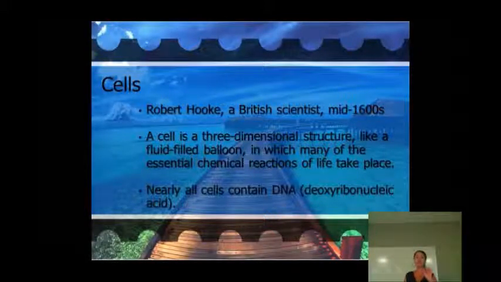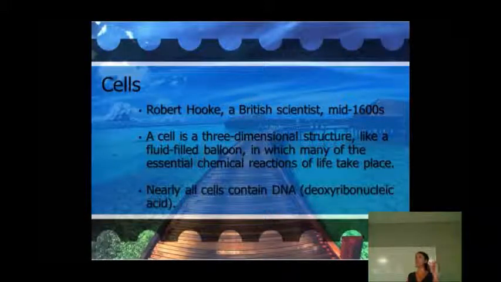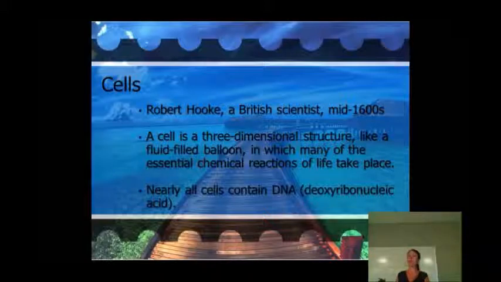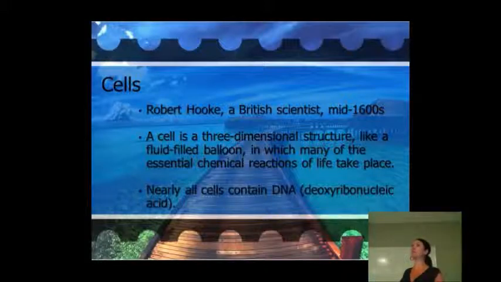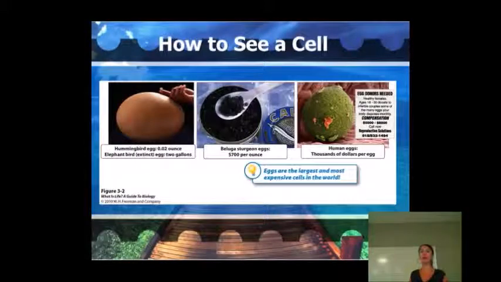So when he looked at a piece of cork, like the stuff that your wine corks are made out of, under a very rudimentary microscope, he noticed this three-dimensional structure that looked like a fluid-filled balloon where these chemical reactions were taking place. And so he called them cells after the cells that each one of the monks lived in. And he did not know this at the time, but nearly every cell contains DNA, or deoxyribonucleic acid.